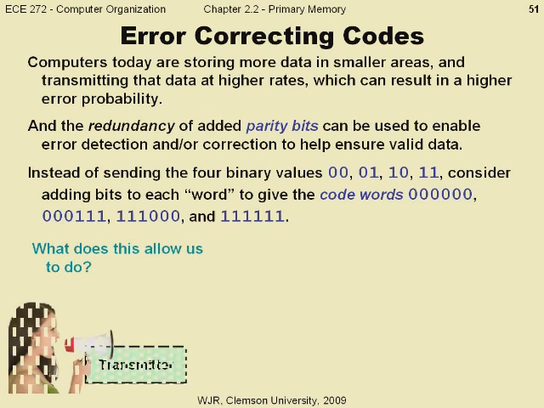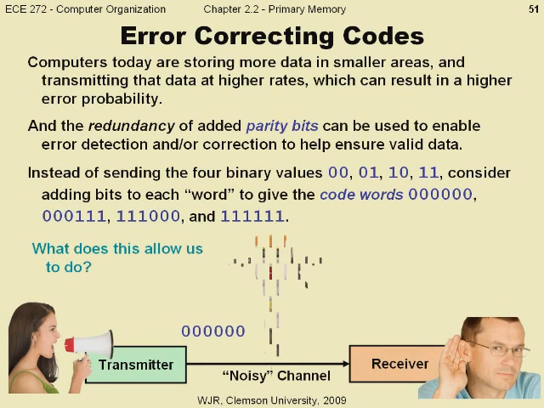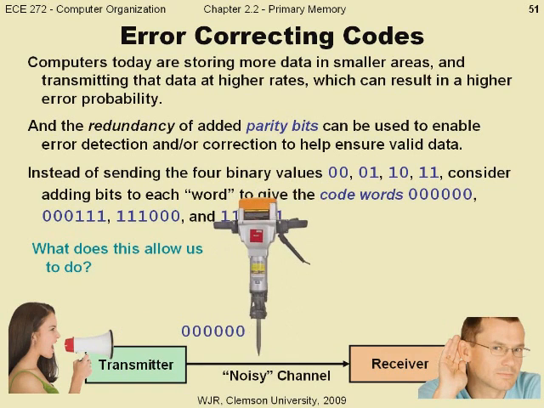Well, let's say that we have a transmitter and a receiver, and that the transmitter desires to send the all zeros code word. But it is being sent across a noisy channel. That is a channel whose noise can create errors in the data. And so as the code word is being sent, noise indeed rears its ugly head, and the first bit of the code word gets changed from a 0 to a 1, which is what the receiver receives.